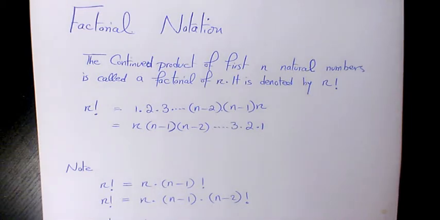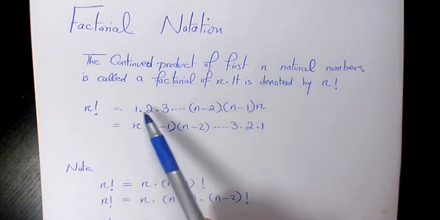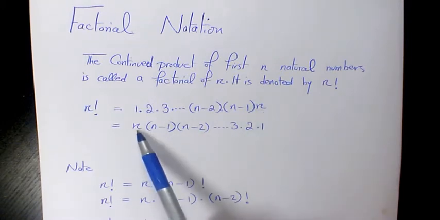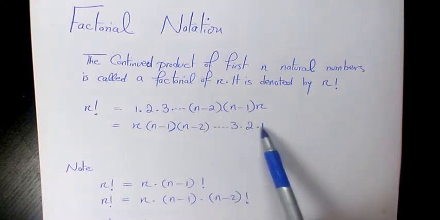Welcome to another video. In this video I want to talk about factorial notation. Factorial notation is the continued product of first n natural numbers, and that's called factorial of n, or n factorial, and it is shown like that, n factorial. We call it n factorial. So n factorial is going to be 1 times 2 times 3 all the way to n, or you can write it even as n times n minus 1 times n minus 2 times n minus 3, and so on until you get to 1.